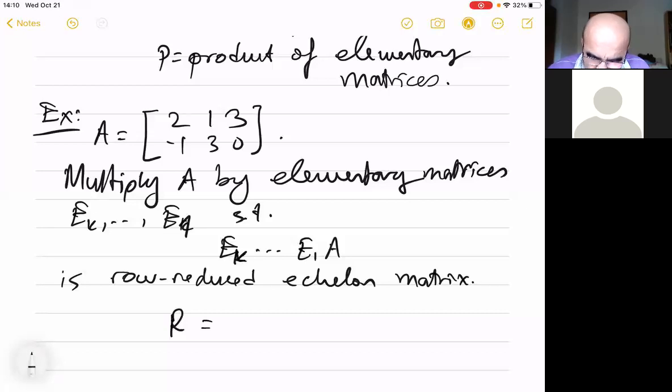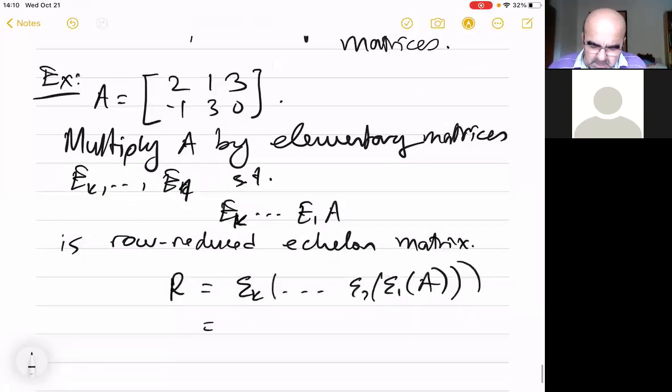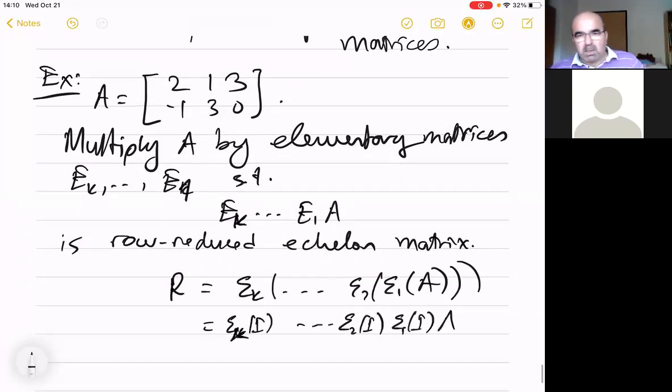Suppose this is epsilon k. So you apply some operation epsilon 1 to A. It doesn't matter what that is, we will see in a moment. And then epsilon 2, etc. These operations. Remember, this is epsilon k times identity, epsilon k, and then epsilon 2, this is epsilon 1 times A. It's the same thing.